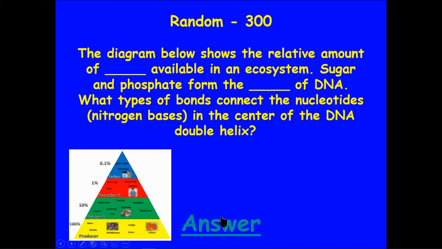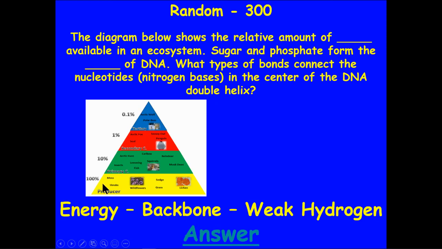Answer coming in 5, 4, 3, 2, and 1. Okay, this is showing energy transfer. 100%, remember you lose 90%, that leaves 10, that leaves 1, that leaves 0.1. The sugar-phosphate backbone, and weak hydrogen bonds connect the nitrogen bases.